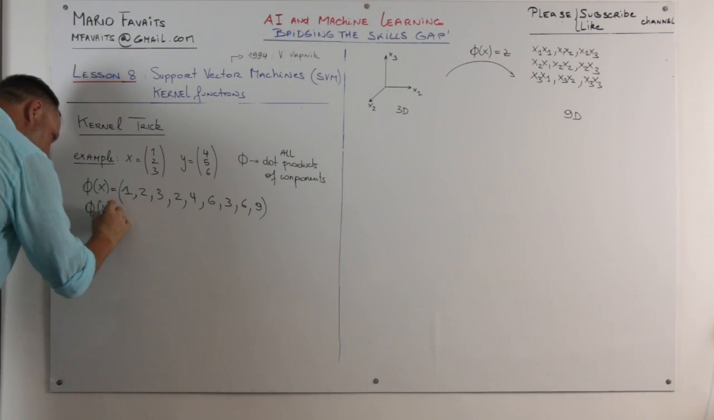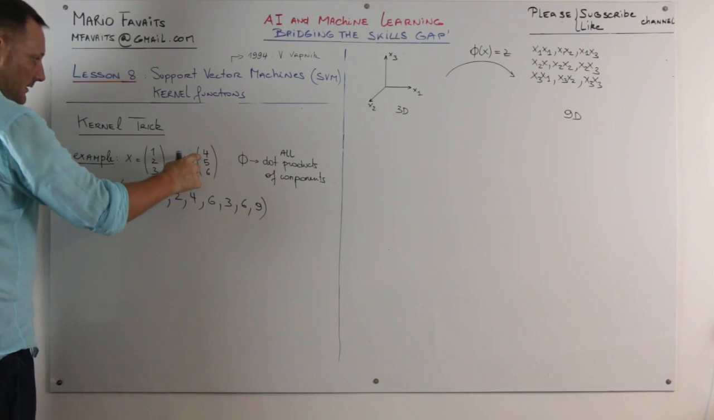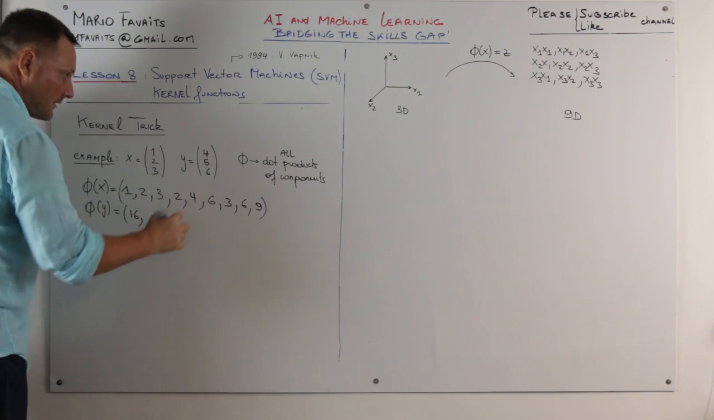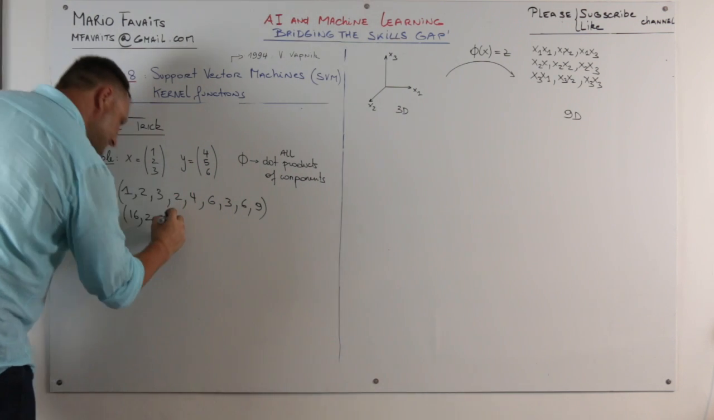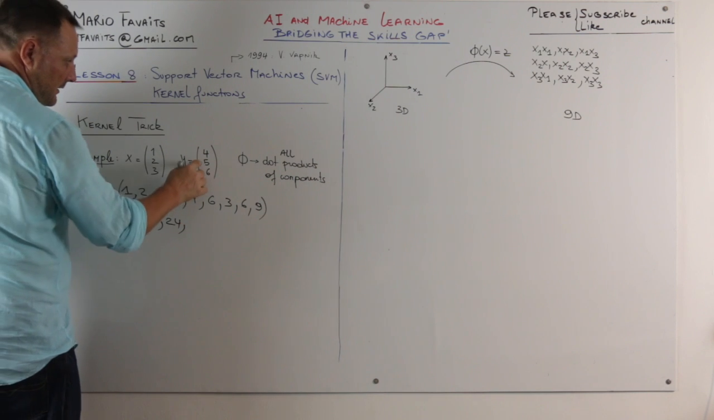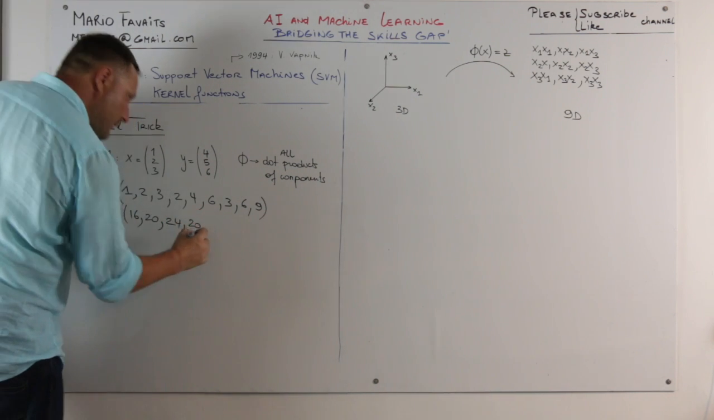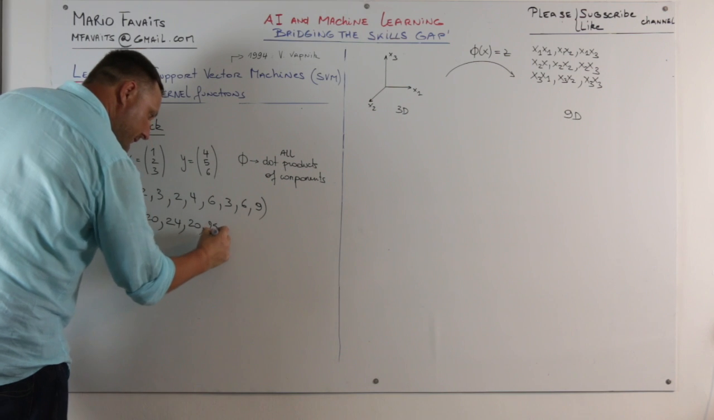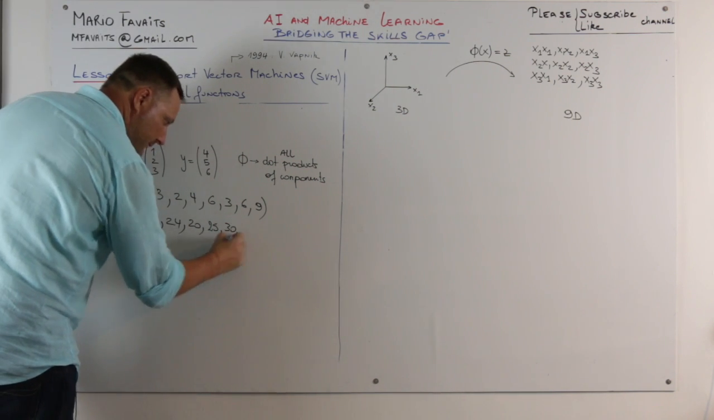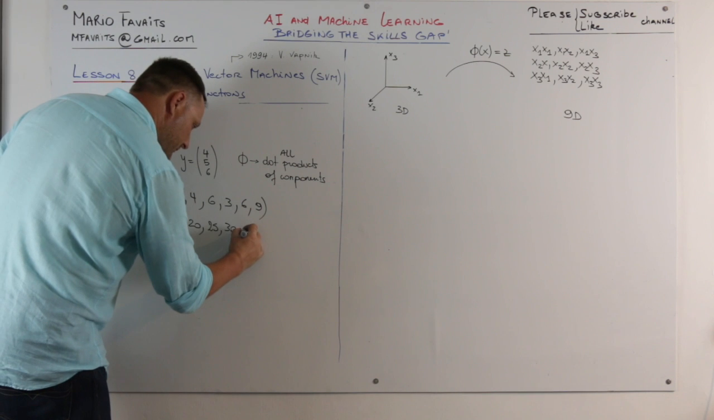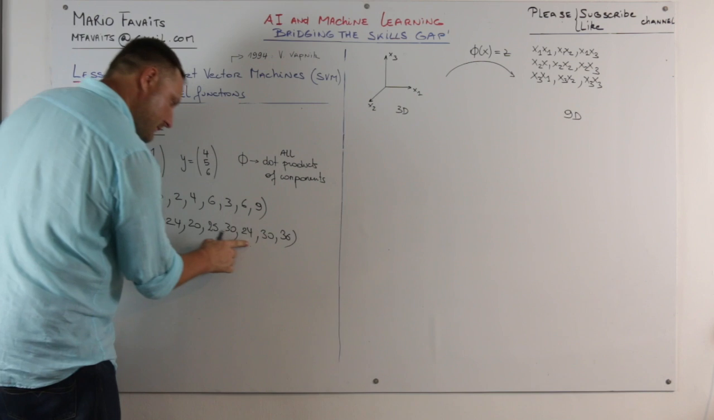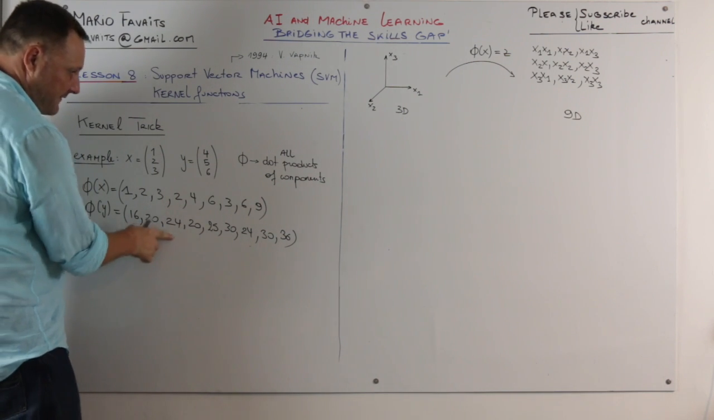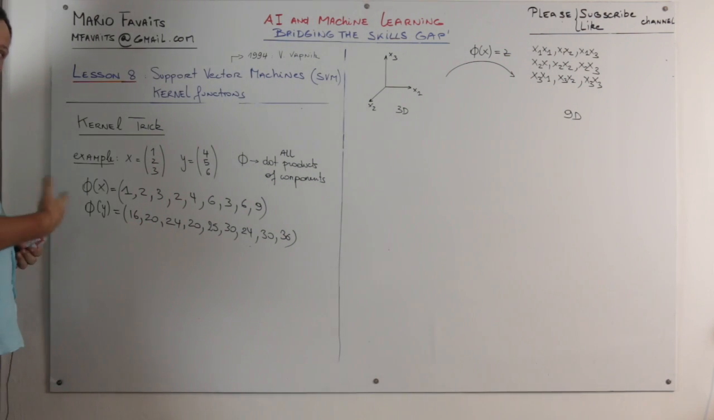Then we have phi of y. 4 squared is 16. 4 times 5 is 20. And 4 times 6 is 24. And now 5 times 4 is 20, 5 times 5 is 25, and 5 times 6 is 30. Then 6 times 4 is 24, 6 times 5 is 30, 6 times 6 is 36. So that is what my vector y will look like once we transform it to 9-dimensional space.